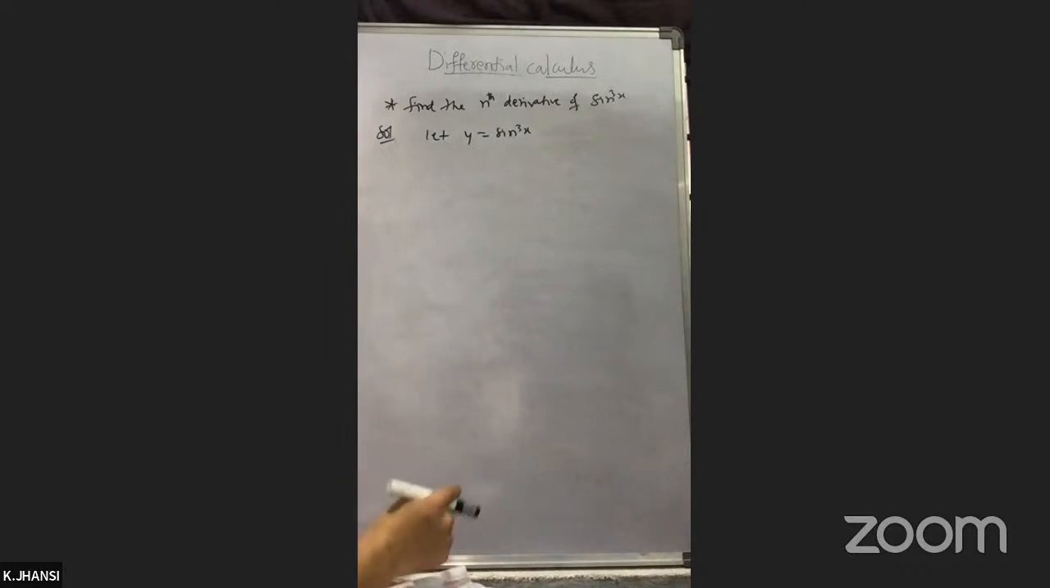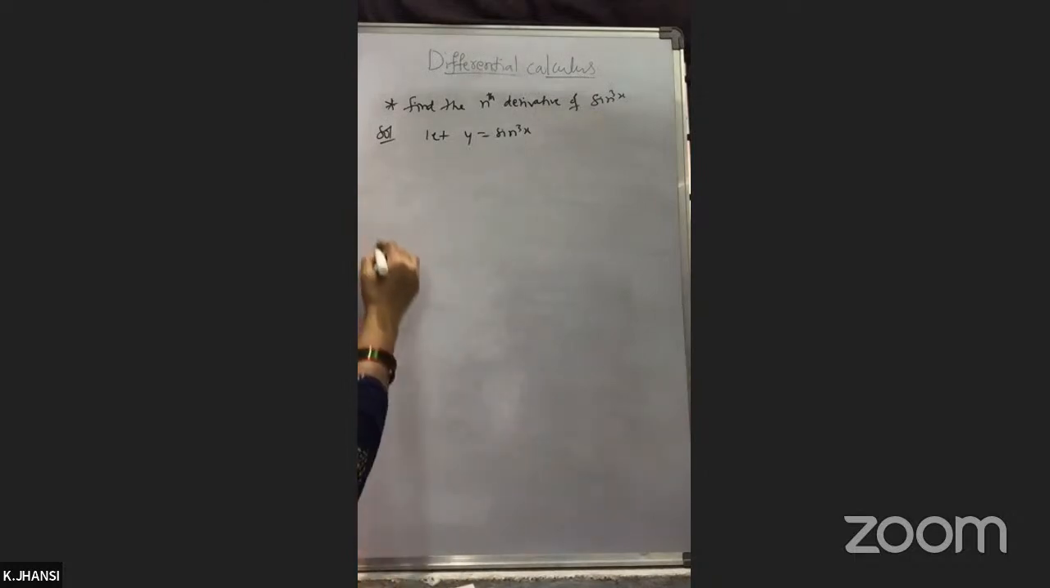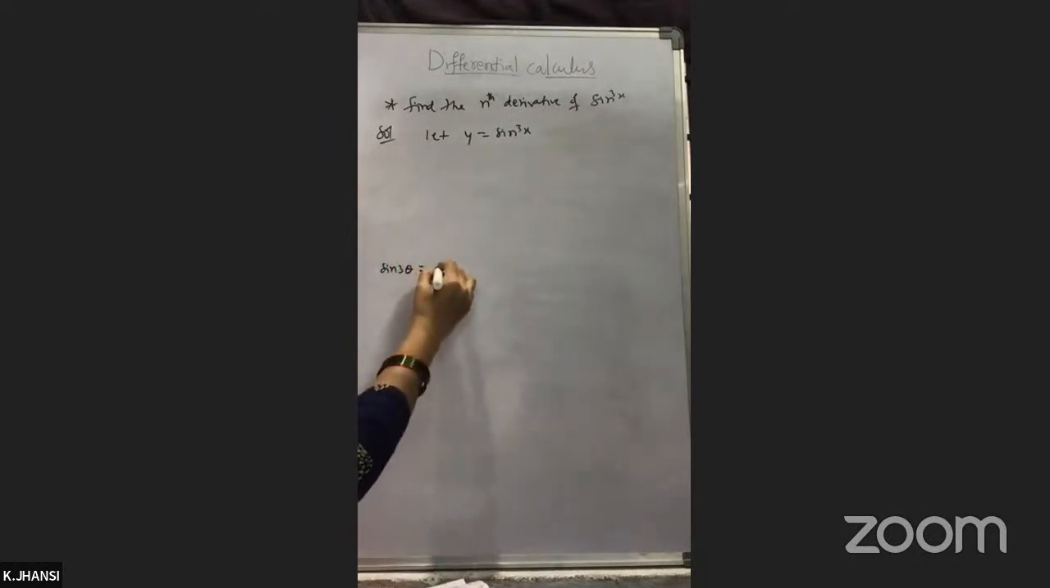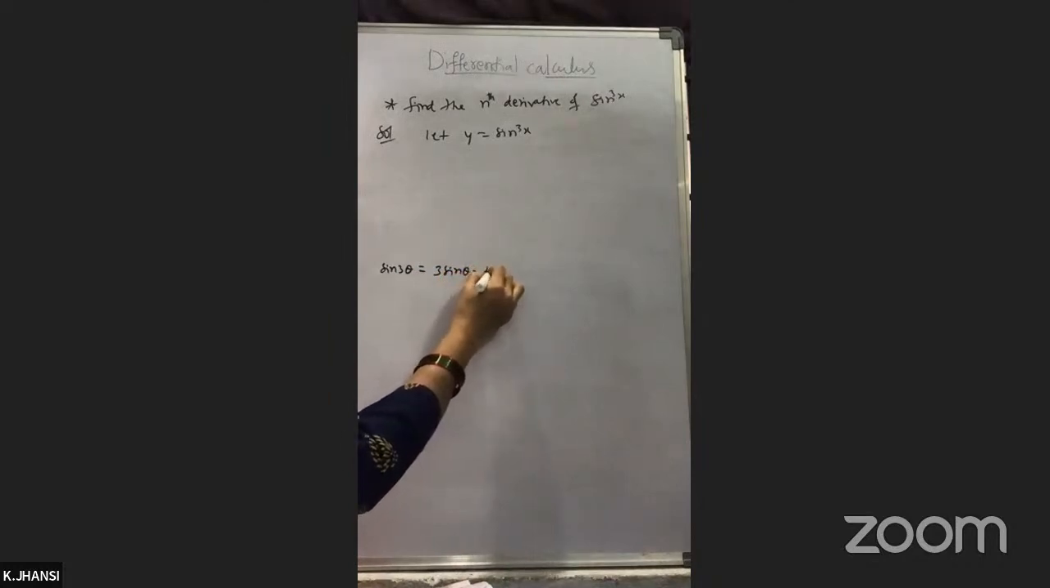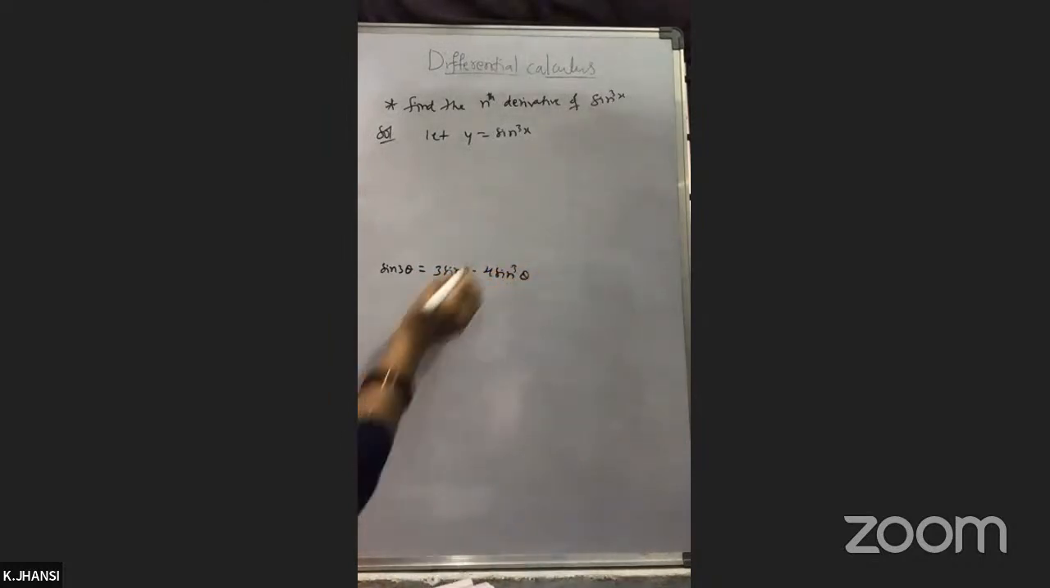If you see sine 3 theta, you have the formula, no? From that, if you take out sine cube theta, it will be a complicated one. For sine 3 theta we have the formula: sine 3 theta equals 3 sine theta minus 4 sine cube theta. So we need sine cube theta now.